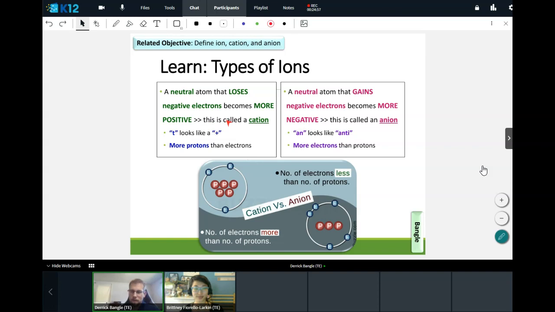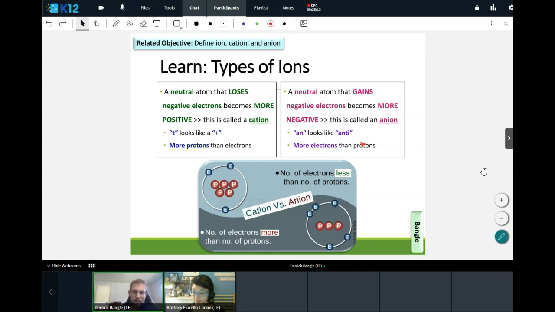Another way that I personally learned that is especially if you have a pet cat, that cats love to paw things. And so if you are positive, like a paw, then you are a cat ion that is positive.